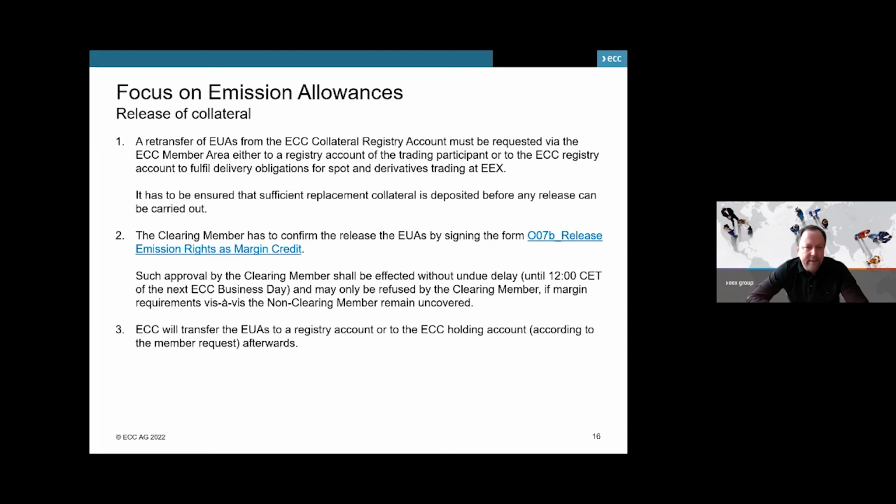The clearing member can only refuse a release if such replacement collaterals have not been provided to them. And finally, as I said, we will transfer the emissions back to a registry account of your choice, either on the registry layer or to ECC to fulfill your delivery obligations on the spot or derivatives market.